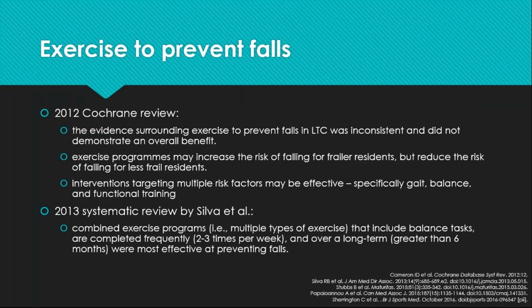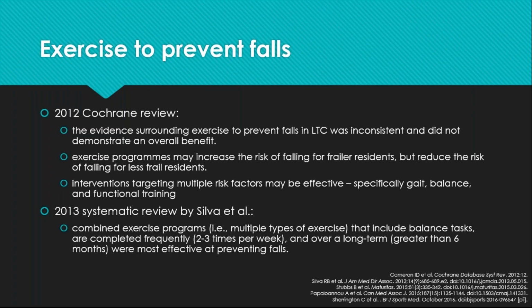So there's been a couple systematic reviews. The first one was done in 2012, and systematic reviews are where they bring together all the literature about this topic and try to make some conclusions about it. So the first one in 2012, what they concluded is that the evidence surrounding exercise, just exercise by itself, to prevent falls in long-term care was inconsistent and did not demonstrate an overall benefit. If residents were frailer, exercise programs might actually increase the risk of falling, but if they're less frail, it might decrease the risk of falling.